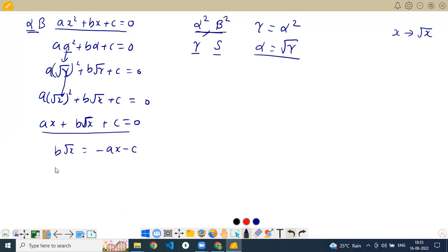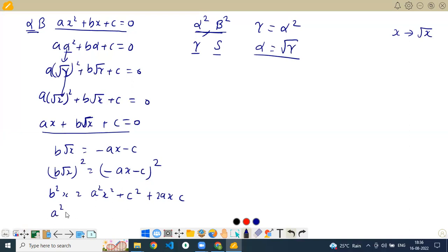And now you square both the sides. b root x whole square is minus ax minus c whole square. So this is b square x is equal to a square x square plus c square plus twice ax. Or you get a square x square plus twice ac minus b square x plus c square is equal to 0. Okay, so this is the equation.